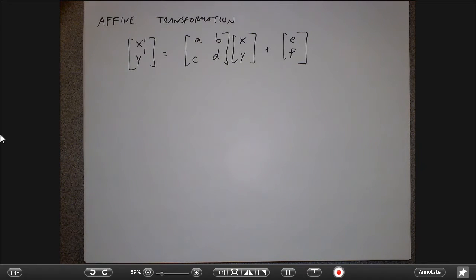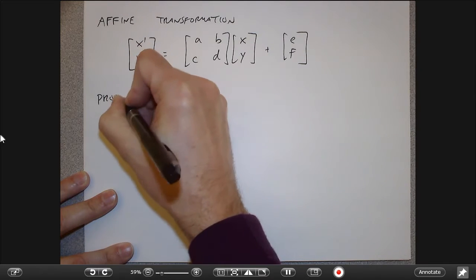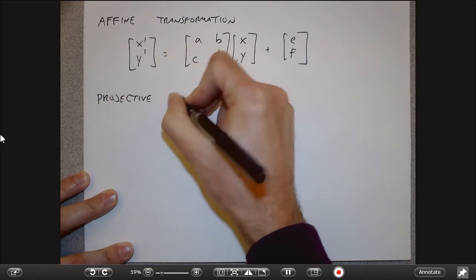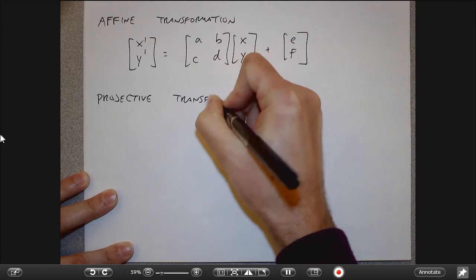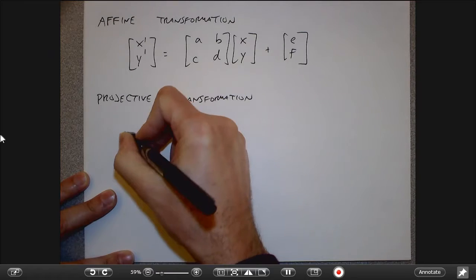I mean, sometimes you can get away, like if you're standing and you're taking a picture with your digital camera of stuff that's really far away, you could probably get away maybe with trying to stitch those images together with an affine transformation. But you'll find in practice that you generally need something more than an affine transformation. Often you need what's called a projective transformation. And a projective transformation is a little bit more complicated. So a projective transformation looks like this.